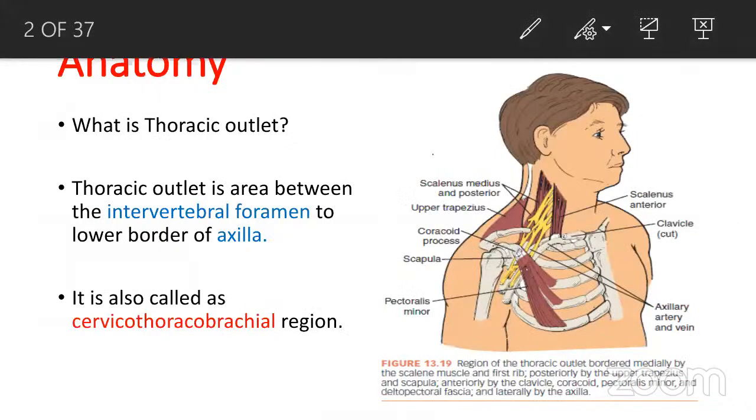Clinical anatomy. What is thoracic outlet? So thoracic outlet is the area between the intervertebral foramina to the lower border of the axilla. It is also called the cervico-thoraco-brachial region.